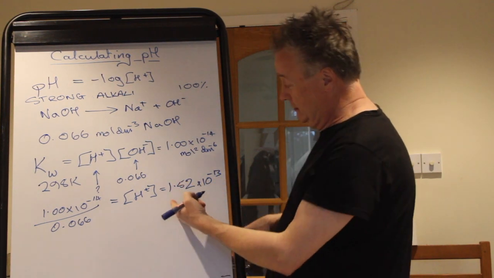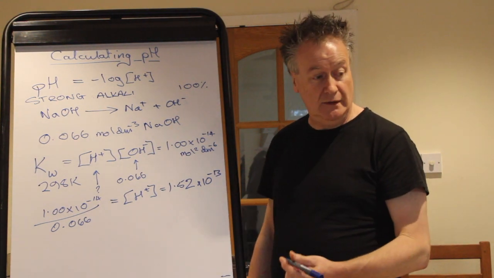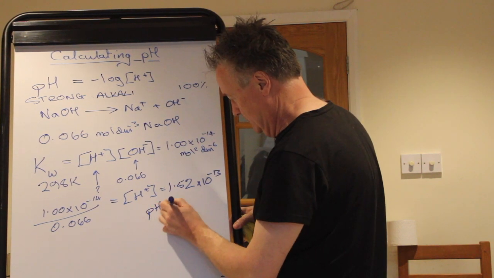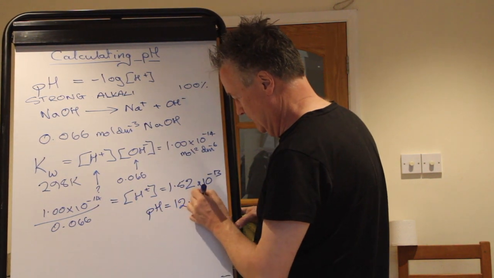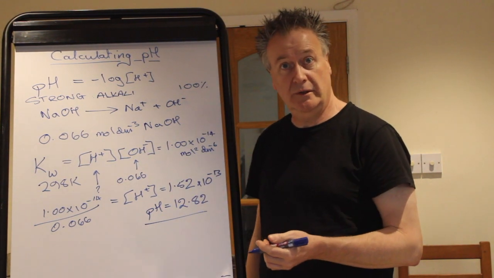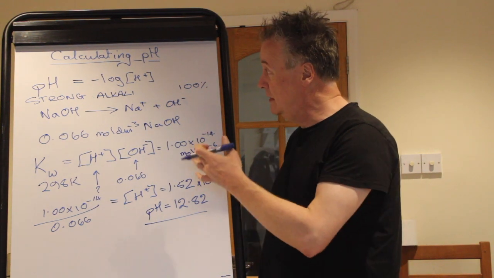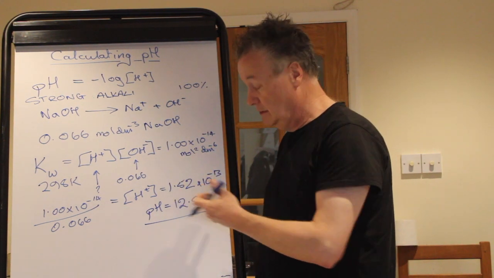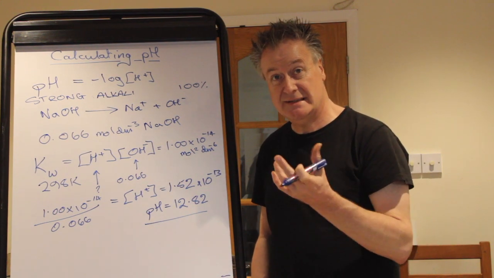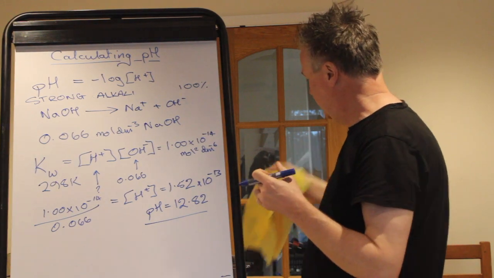And what you then do in a calculator, get the log value, and the pH is 12.82, which is the sort of number you would expect for a relatively strong alkaline solution, quite a high pH number. 7 is the neutral pH number. 7.00 is in reality what that is.